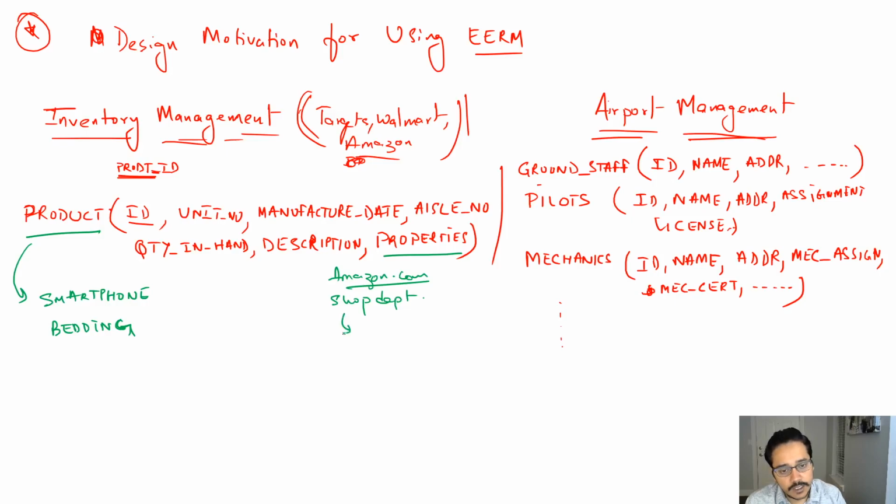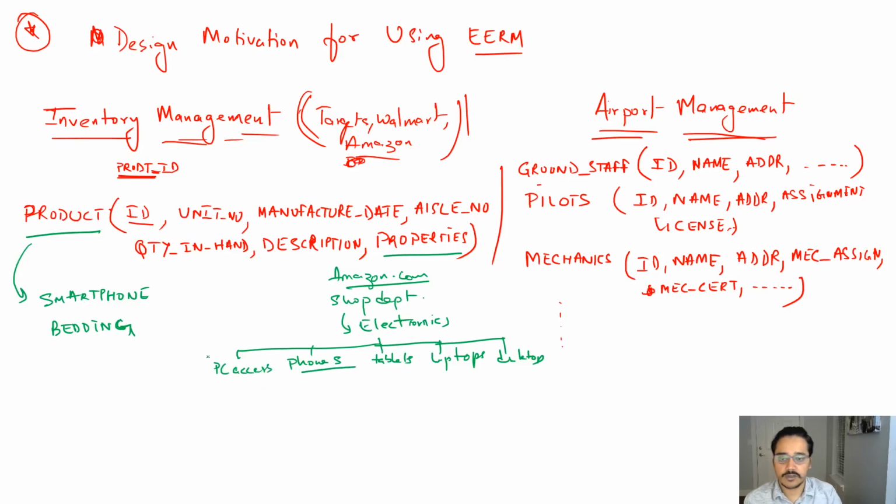And then if you go within a department, you can also have different categories. Like, if you go into the electronics department, then you will have different categories like, let's say, phones, tablets, laptops, desktops, okay? And then other stuff like PC accessories, phone accessories, and so on and so forth, right? But all of them are products.